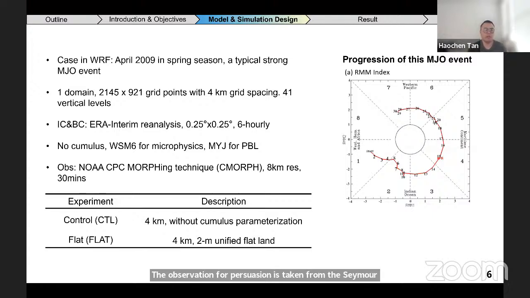In order to isolate the role of topography, we designed the control simulation with realistic topography and the flat simulation, which uses 2-meter unified flatland.